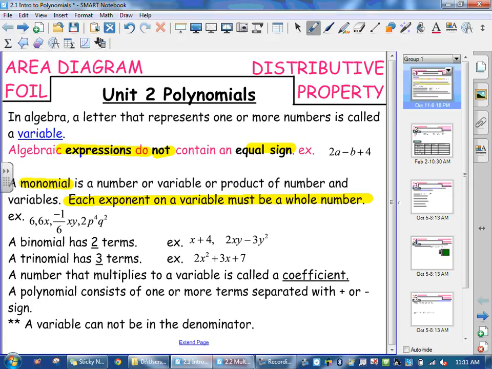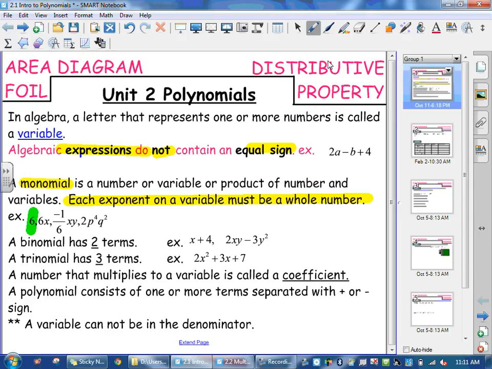A monomial is considered to have one term. Mono meaning one. Okay? So each of these are sitting side by side really close, but really they're all separate. That's why they've got the commas. So if you take a look, we've got a 6 by itself. No variable, but is it actually a monomial? It's a special kind of monomial.